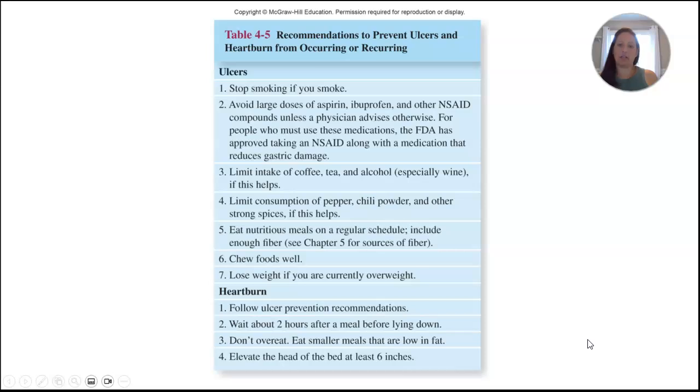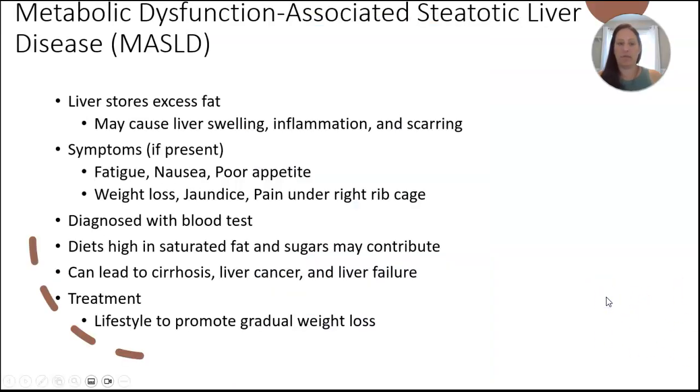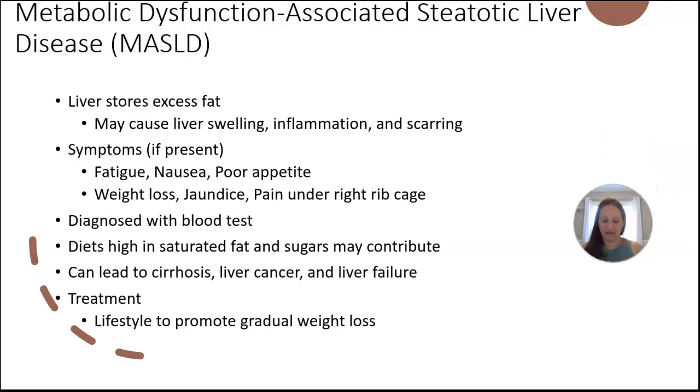And so here we go. Recommendations to prevent ulcers and heartburn. Again, stop smoking, avoid large doses of any aspirin or ibuprofen, limit the intake of coffee, caffeinated beverages, alcohol, limit spicy foods, eat smaller meals, chew foods very well, lose weight if you're overweight. Okay, all those are for ulcers. Heartburn, follow the previously mentioned, and then also waiting before lying down, not overeating, elevate the head, all those things that we mentioned. Okay, on to the next one.